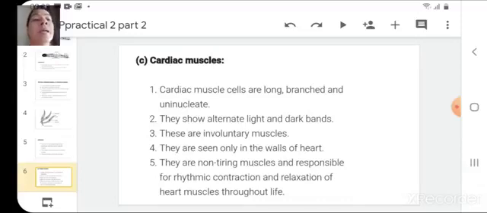So let us focus on the comments of cardiac muscles. Cardiac muscle cells are long, branched and uninucleated. They show alternate light and dark bands. These are involuntary muscles. They are seen only in the walls of the heart. There is an outer membrane layer of the heart called the pericardium, and these muscles are present there. They are non-tiring muscles and responsible for rhythmic contraction and relaxation of heart muscles throughout life.